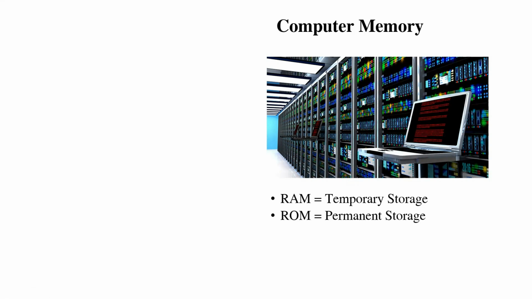Each is a thousand of the previous one that will give you the next. That is, a thousand megabytes will give you a gigabyte, a thousand gigabytes will give you a terabyte, a thousand terabytes will give you a petabyte, a thousand petabytes will give you an exabyte, a thousand exabytes will give you a zettabyte, and so on. So these are the different storage units of a computer that we have.